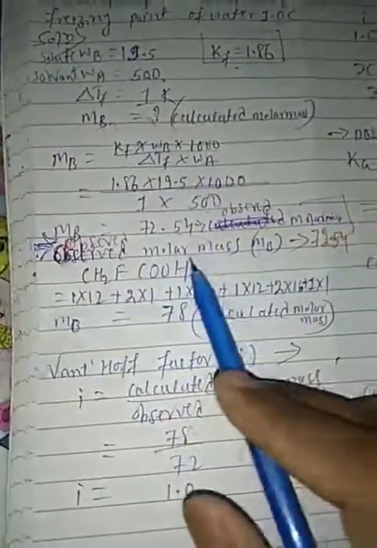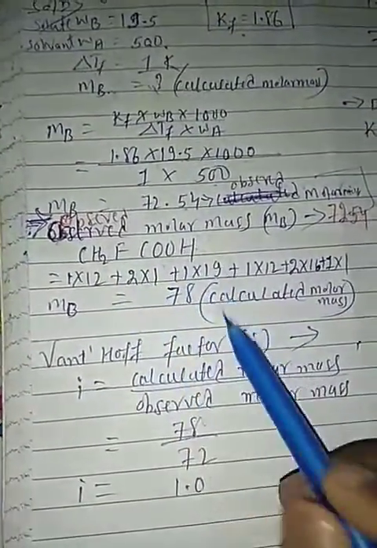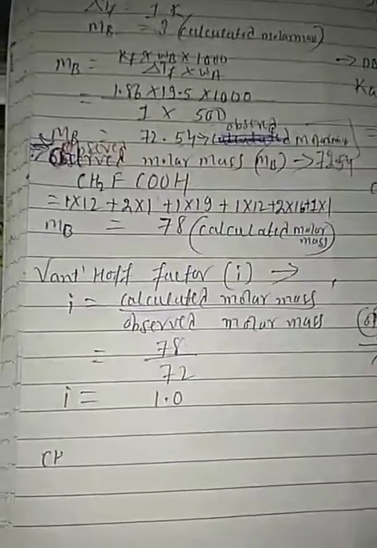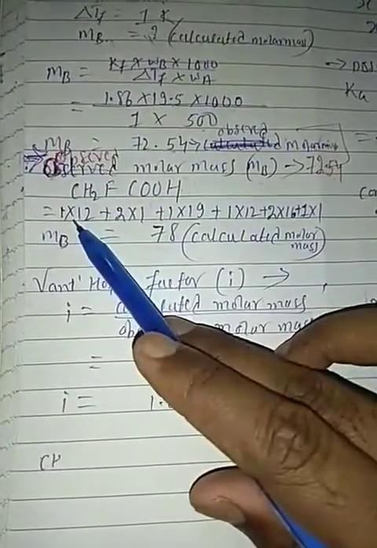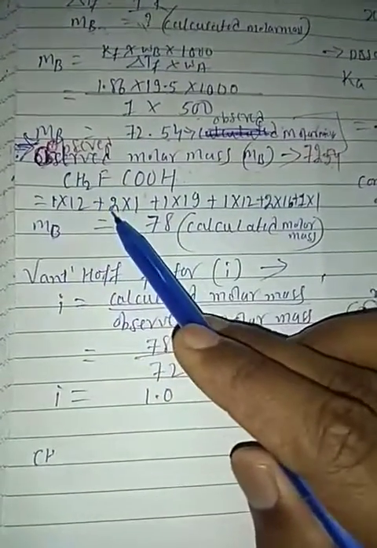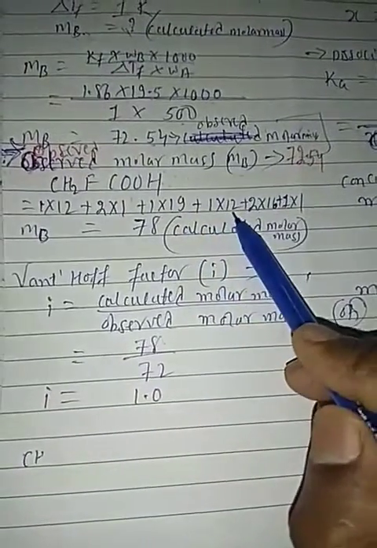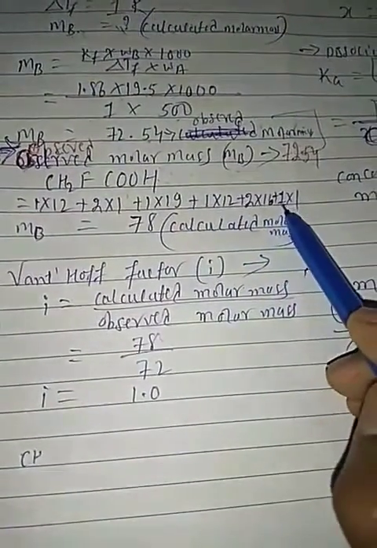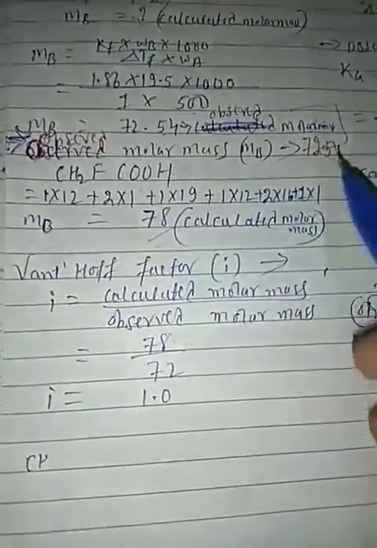Next, if we calculate using the formula, CH2FCOOH, we get 78 grams. Carbon 2 times, atomic mass 12; hydrogen 2 times, atomic mass 1; fluorine 1 time, atomic mass 19; carbon 1 time, atomic mass 12; oxygen 2 times, atomic mass 16; hydrogen 1 time, atomic mass 1. So totally, calculated using the formula, it is 78 grams.